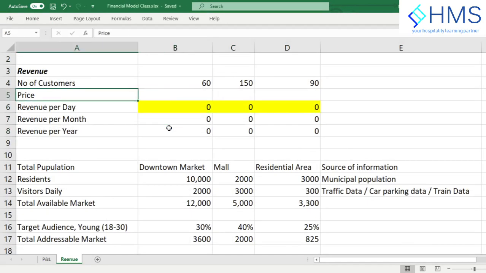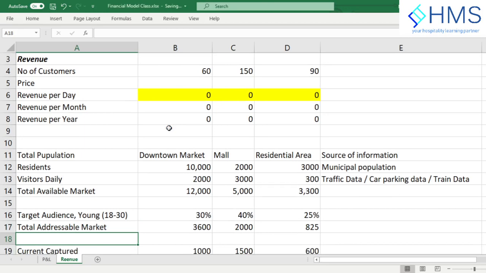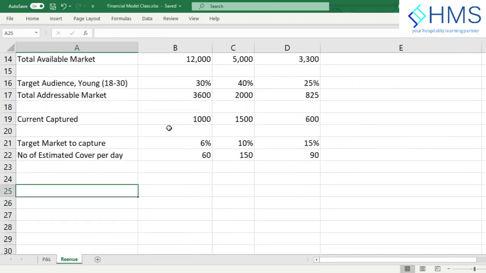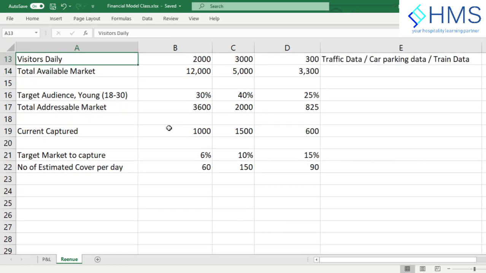How much price do we think we can charge? So the price is going to have a different model. How are you going to set up the price? You can continue in this sheet, or you can create another sheet. It's up to you entirely how you feel comfortable. I would put everything at this point of time in this sheet.